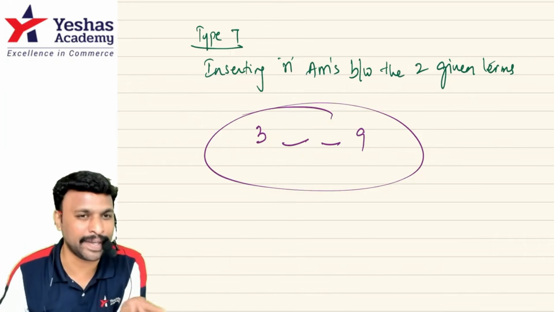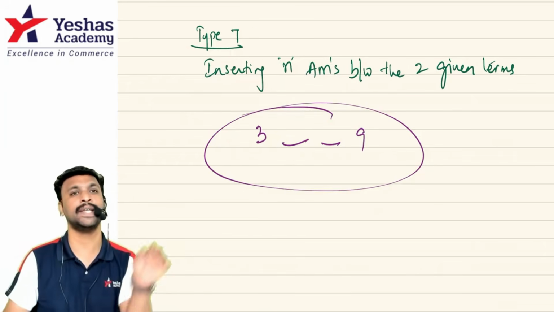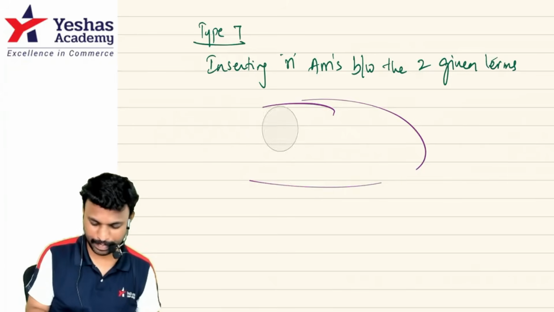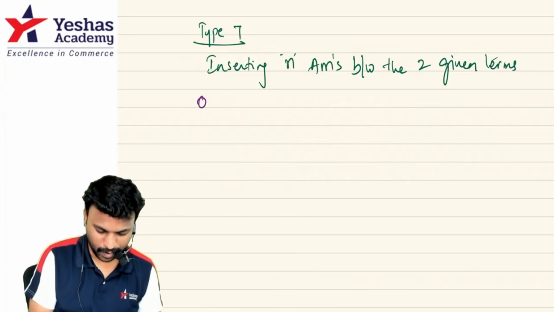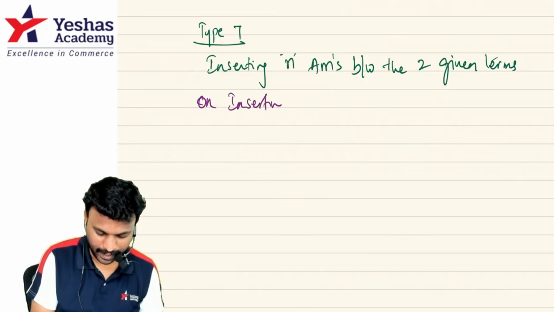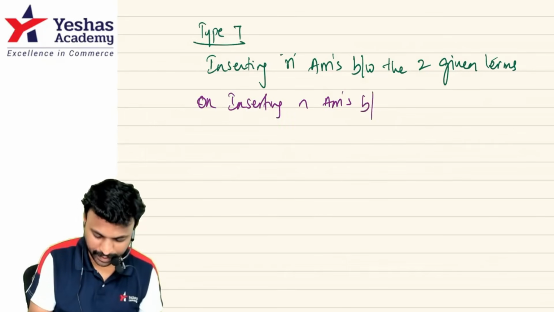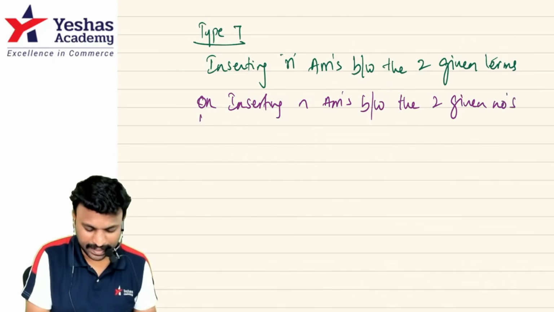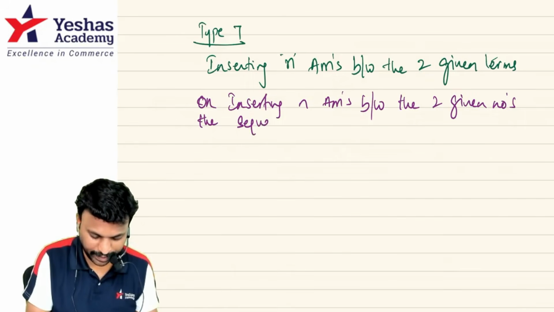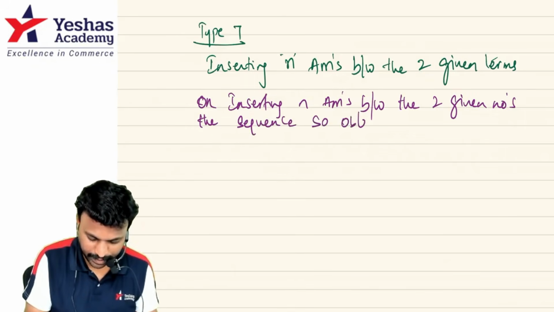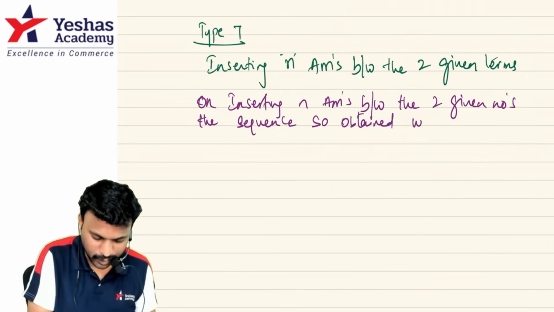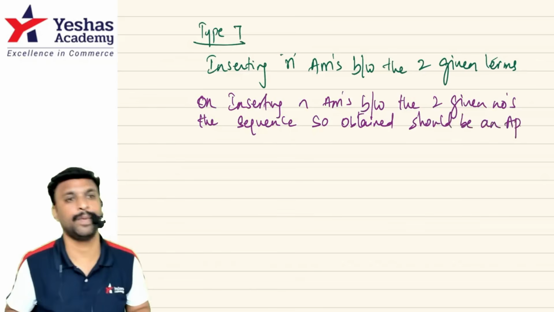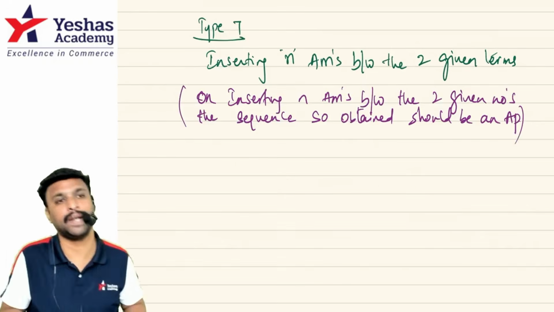On inserting the n arithmetic means between the 2 given numbers, the entire sequence should form an AP. Write down that. On inserting n AMs between the 2 given numbers or 2 given terms, the sequence so obtained should be an AP, arithmetic progression. This you always keep in mind.